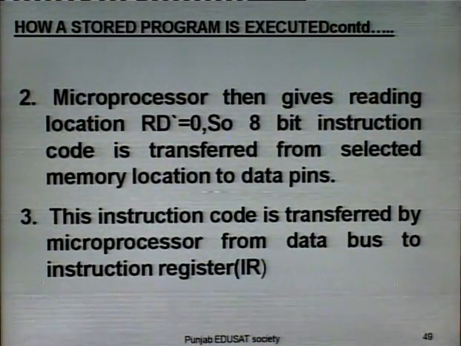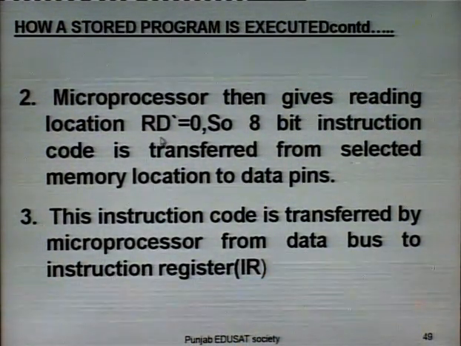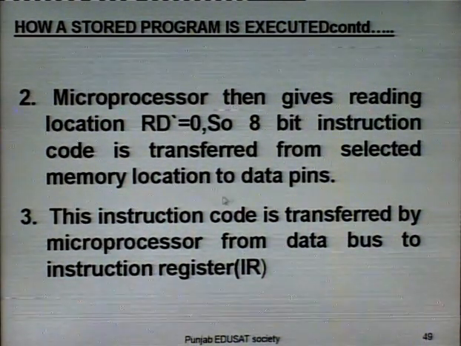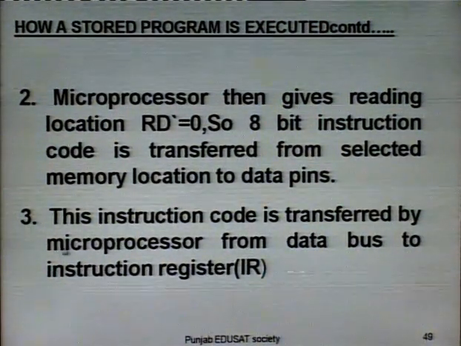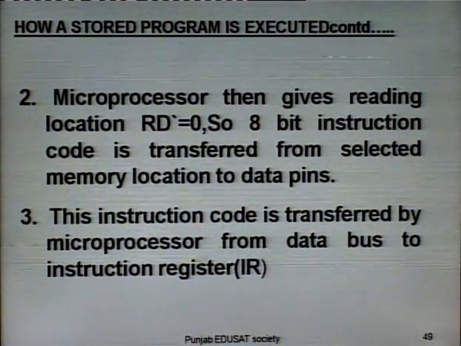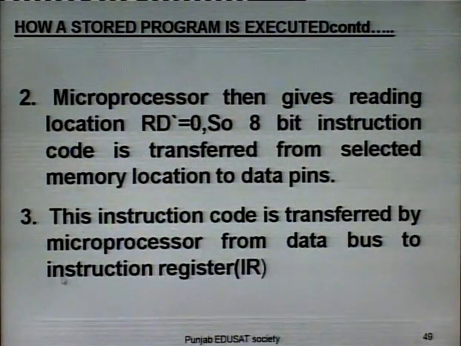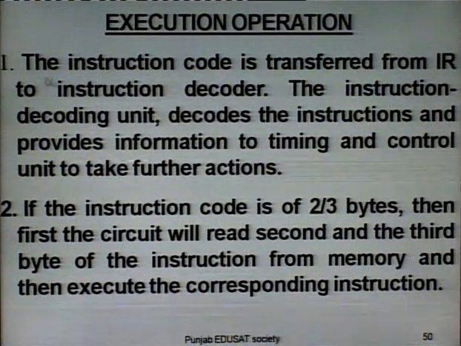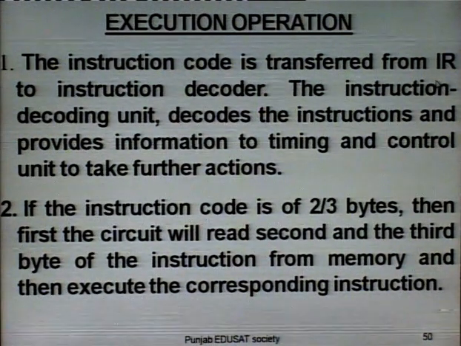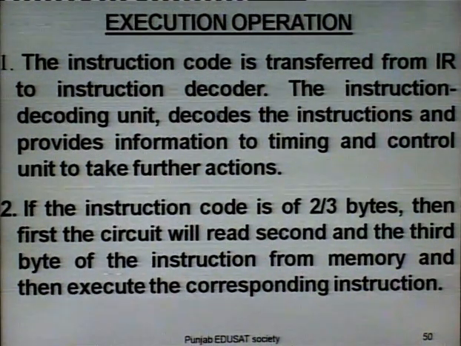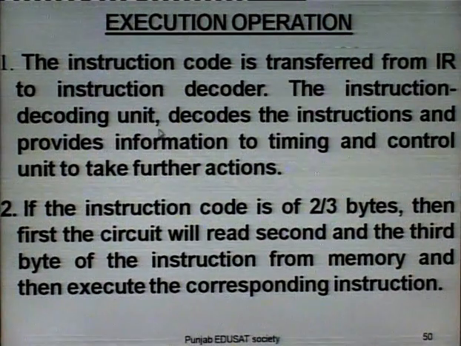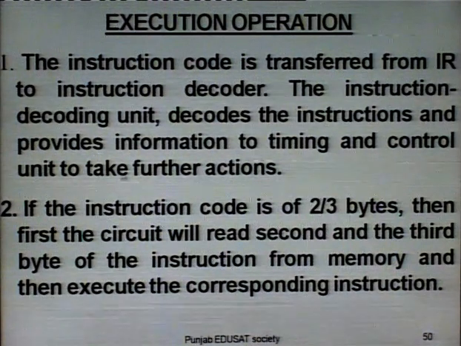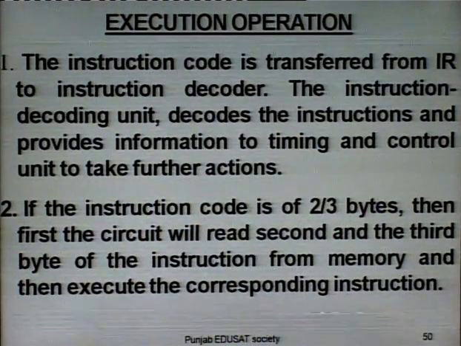The microprocessor then gives the read signal, that is, read signal low. So the 8-bit instruction code is transferred from the selected memory location to the data pins. This instruction code is transferred by the microprocessor from the data bus to the instruction register. Then the execution operation. In this, the instruction code is transferred from the instruction register to the instruction decoder. The instruction decoding unit decodes the instruction and provides information to the timing and control unit to take further actions.